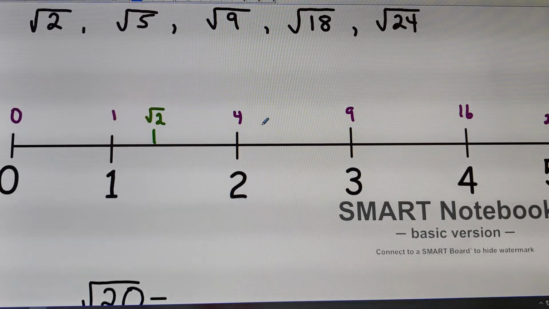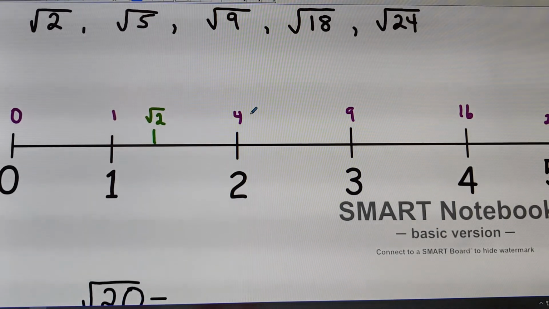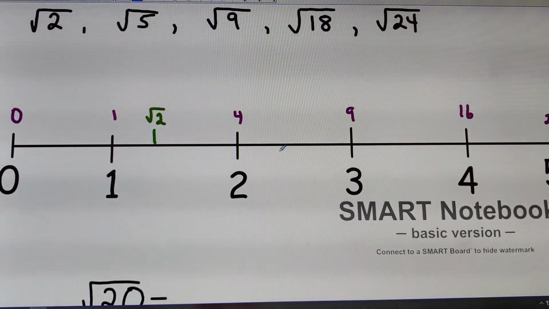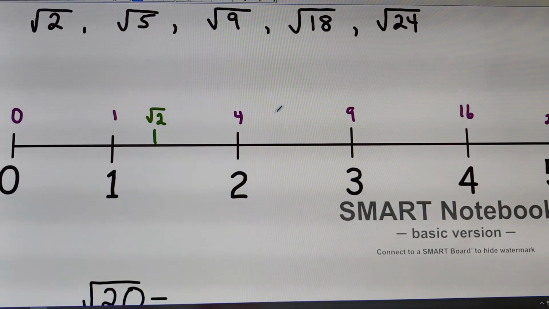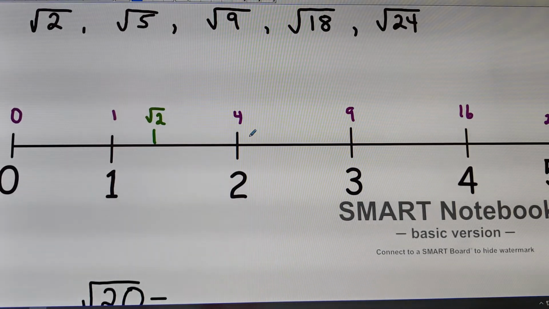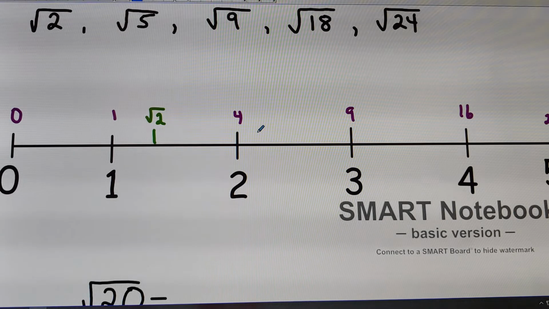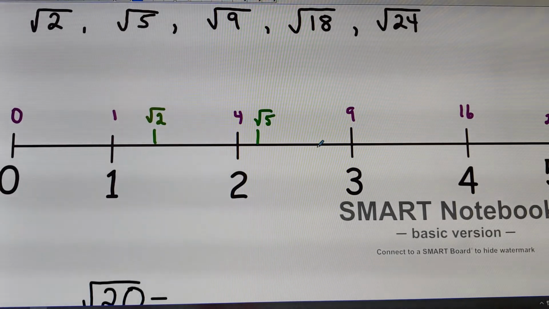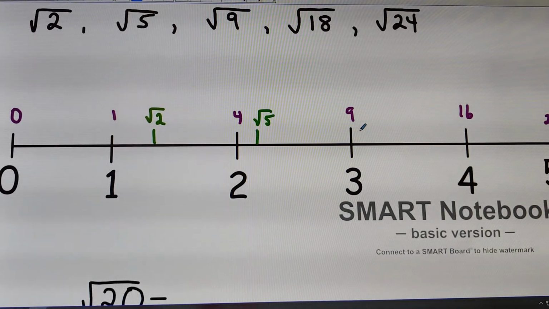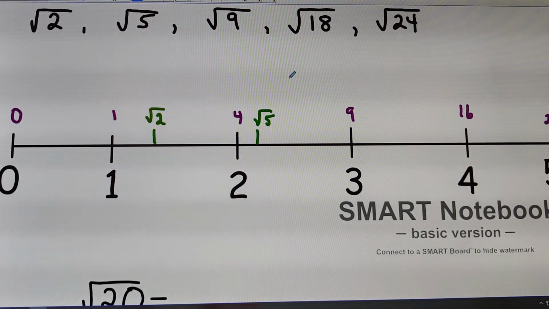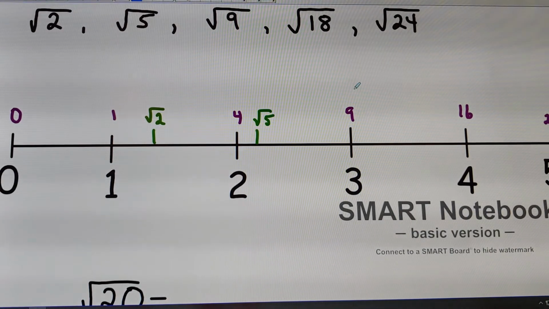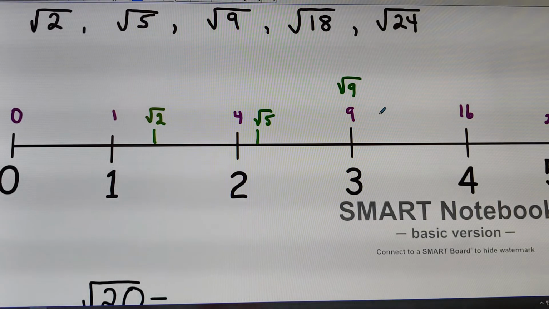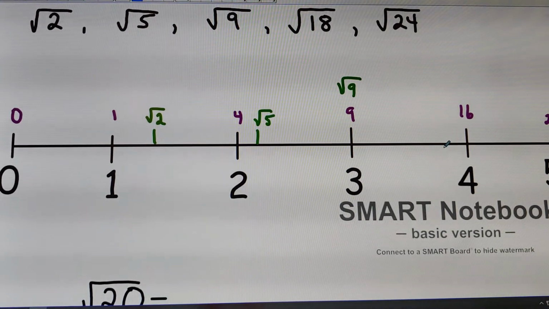Root 5, or square root 5. Well, we know that 2 times 2 is 4. 3 times 3 is 9. So we know it's between 2 and 3 because it's bigger than 4, less than 9. What's it closer to? Well, it's closer to 4. So we'll put square root 5 right there. And then square root 9. Well, I know that 3 times 3 is 9, so square root 9 is going to be right there. You know, that is 3.